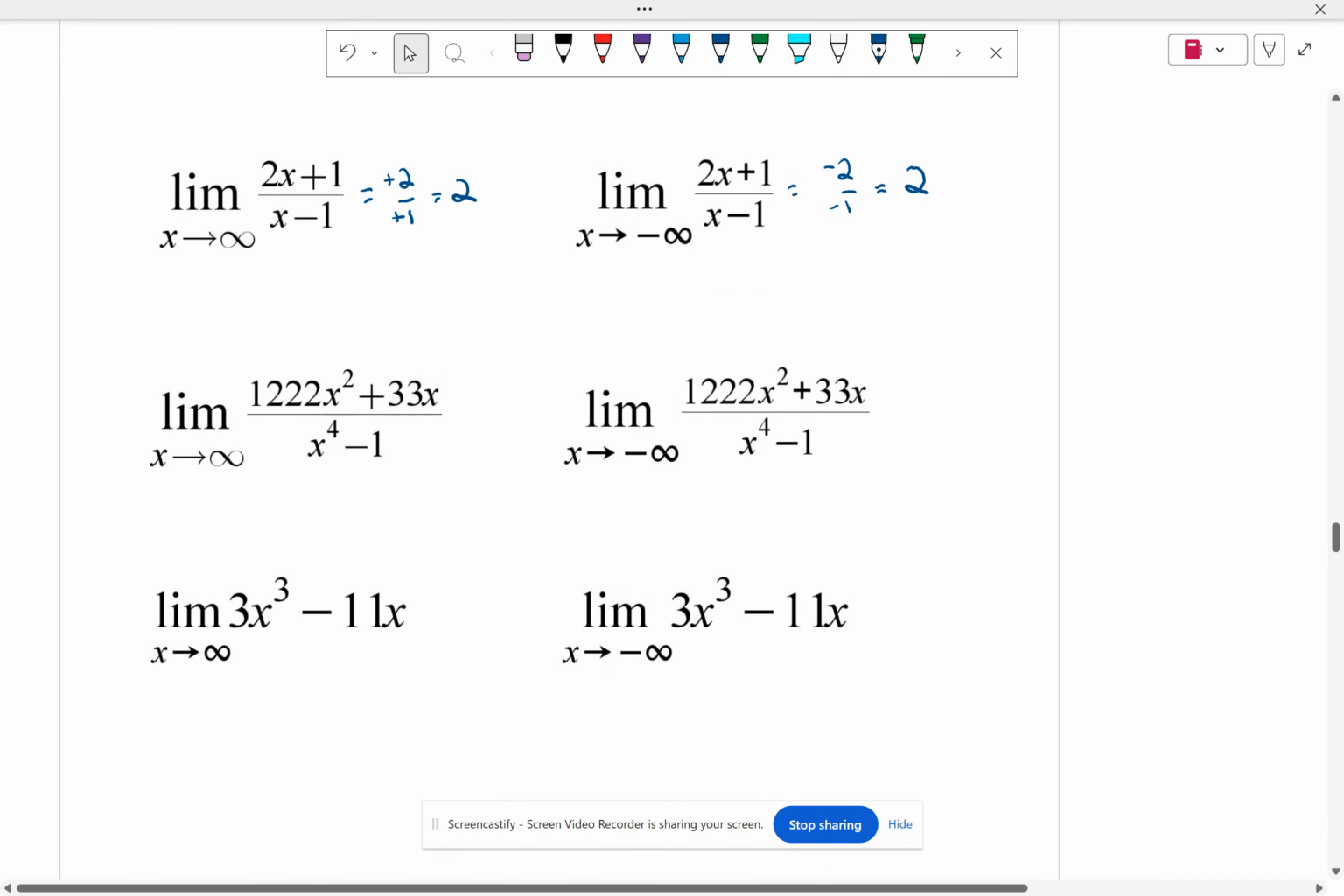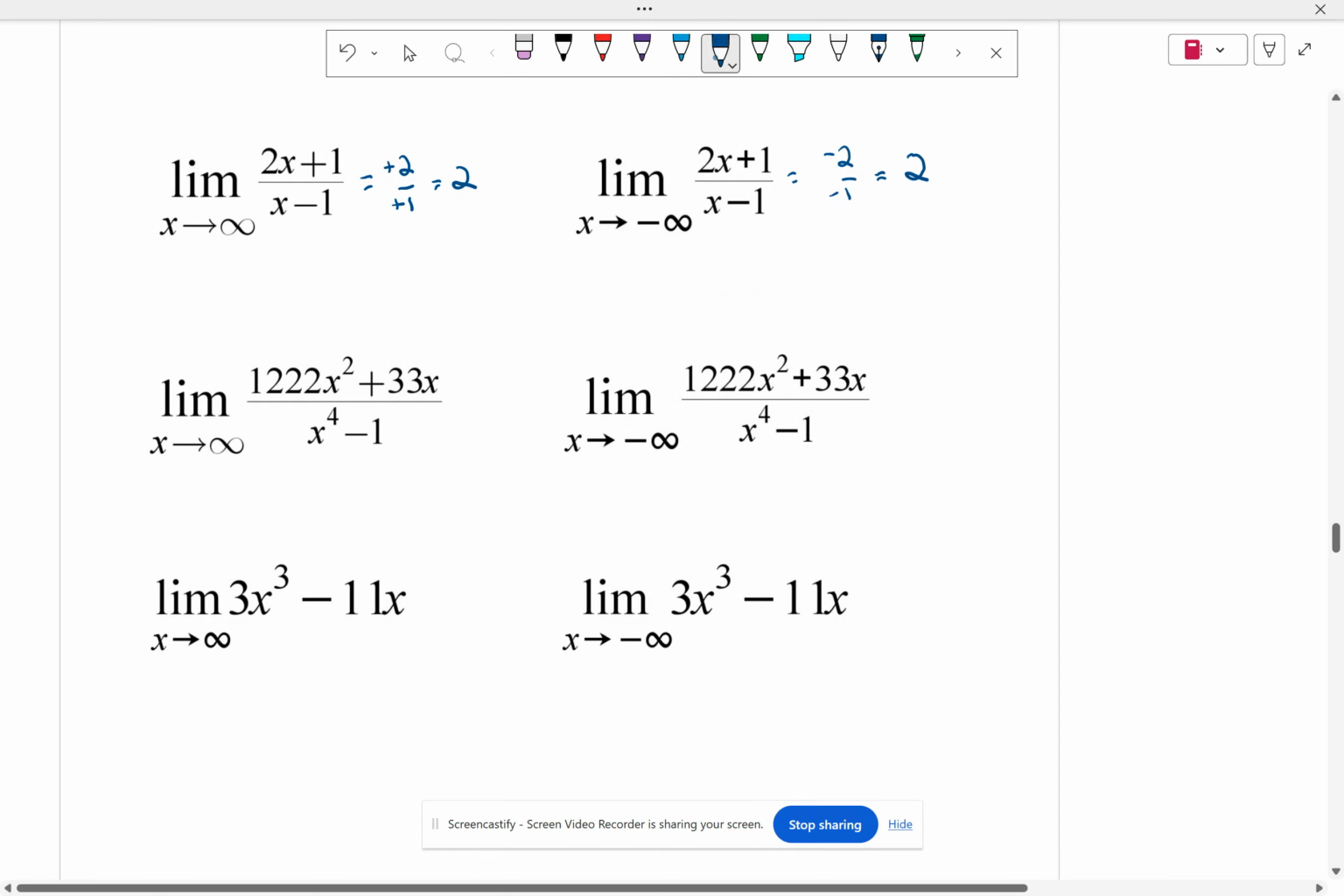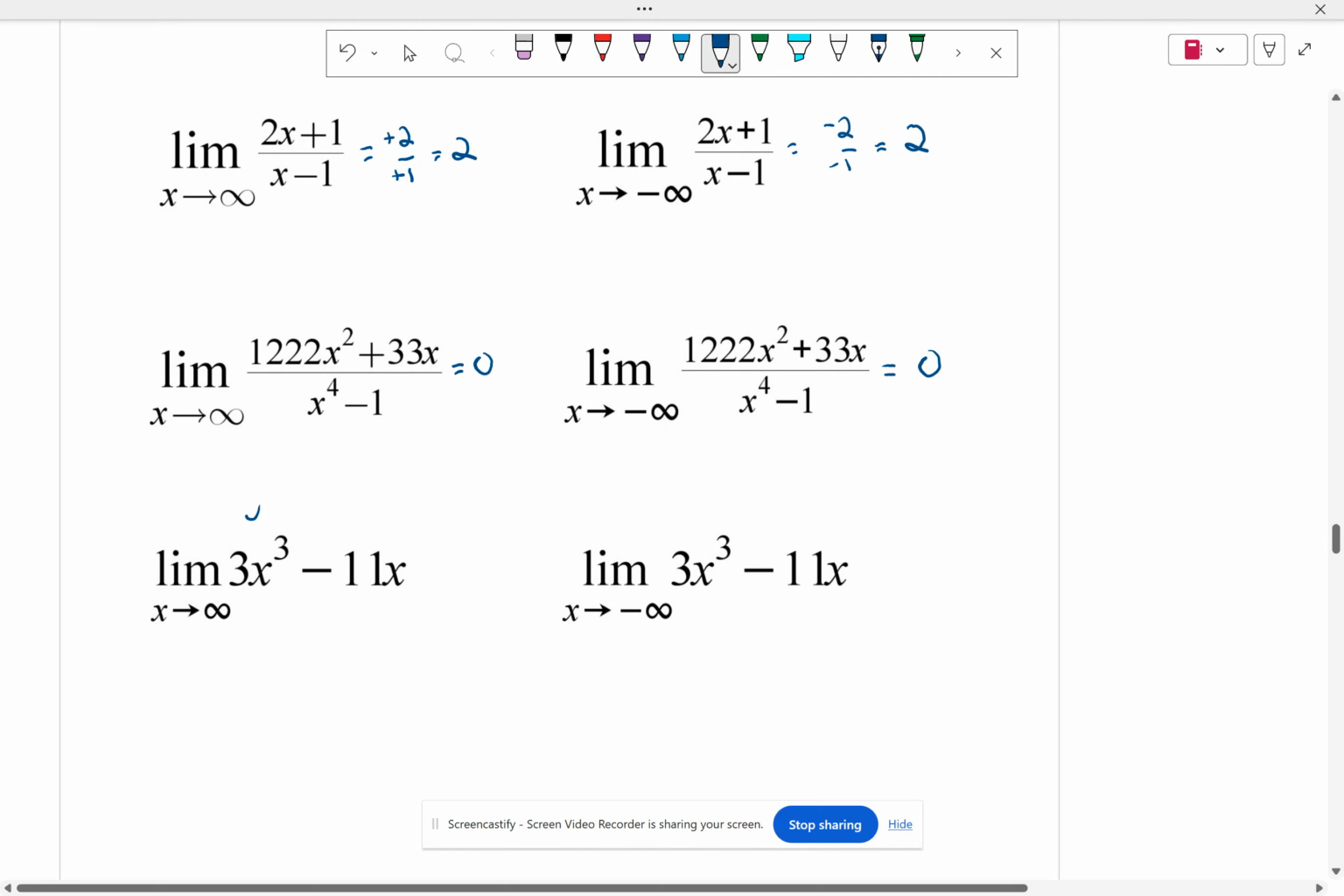Now if I look at this one on the bottom, the degree on the bottom is bigger. So as x goes to infinity, if the degree on the bottom is bigger, it's going to go to 0. Now, when x goes to negative infinity, it's the same thing, whether it's positive or negative infinity. If the degree on the bottom is bigger than the degree on the top, that limit's just going to go to 0.